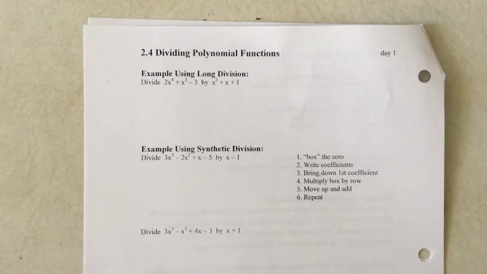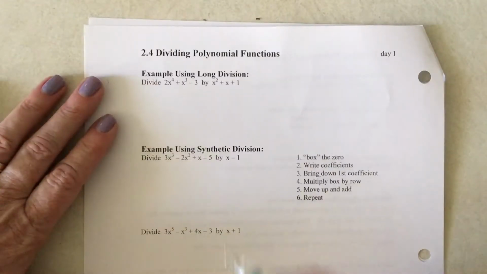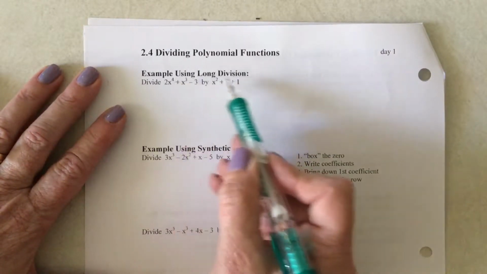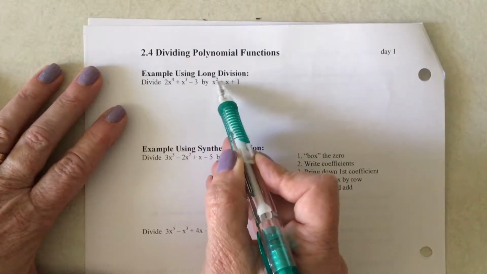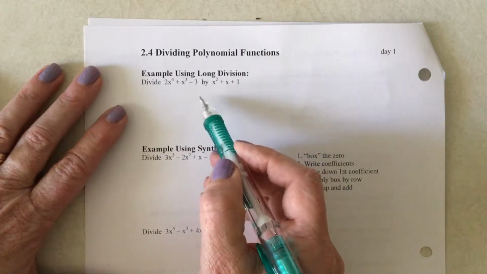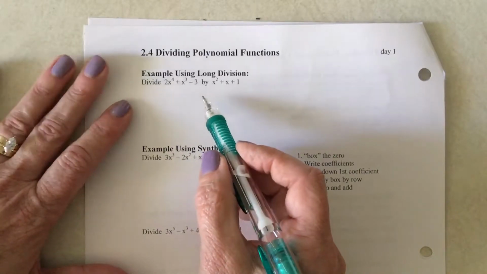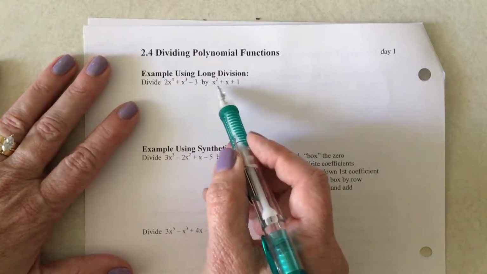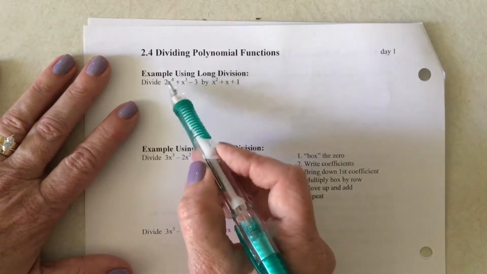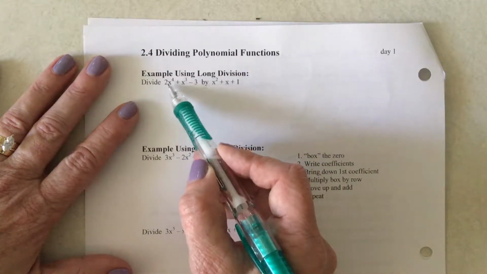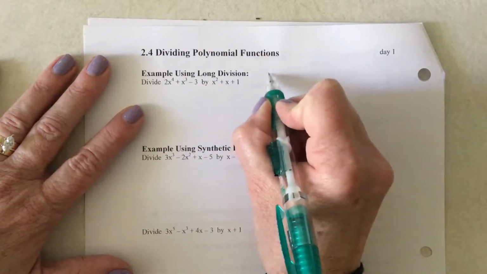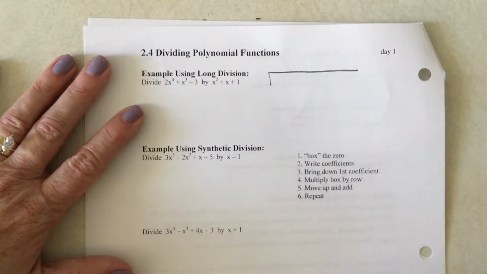Another example using long division. This one happens to have a degree of 4 being divided by a polynomial of degree 2. We work at using those same steps that we saw on the first example, but what we notice here is my divisor is 3 terms, and my dividend, what I'm dividing, has a degree of 4, but I've got some missing terms. And so we're going to see how to handle that.